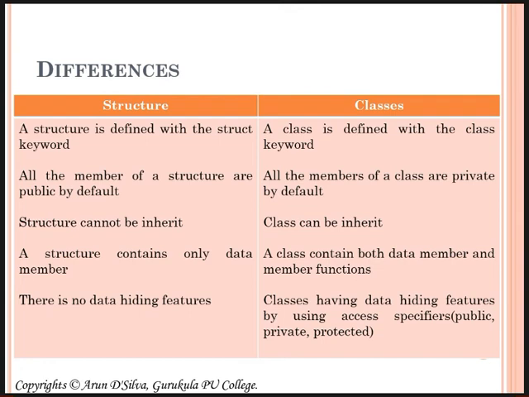A structure contains only data members, whereas a class contains both data members and member functions. There is no data hiding feature in a structure, but classes have a data hiding feature by using access specifiers. That's what we are using: public, private, protected. So these are the major differences between structures and classes. So I think I made it clear that classes are much better than structures.